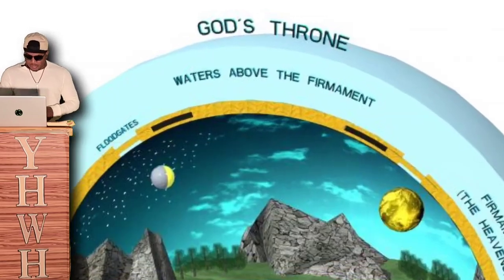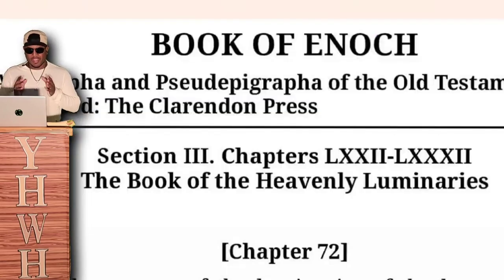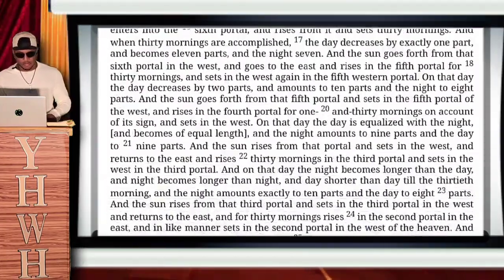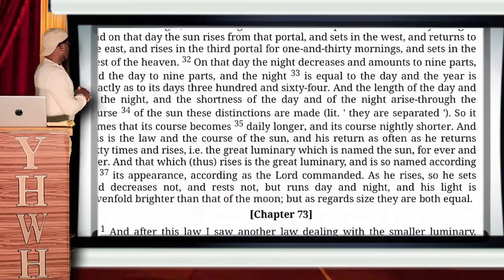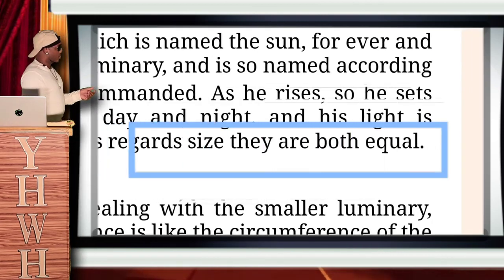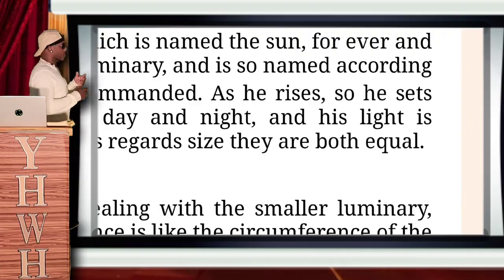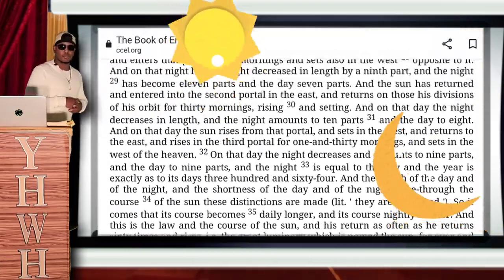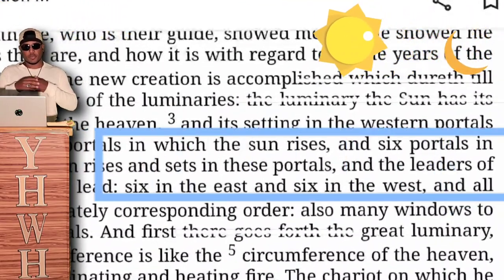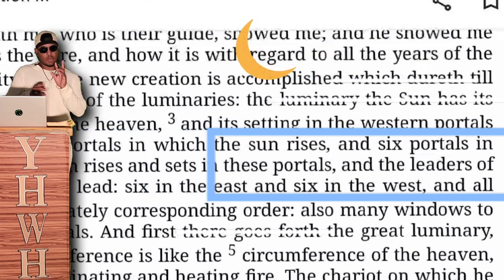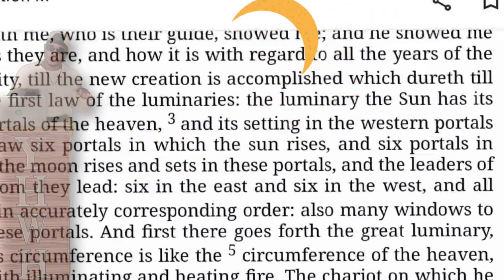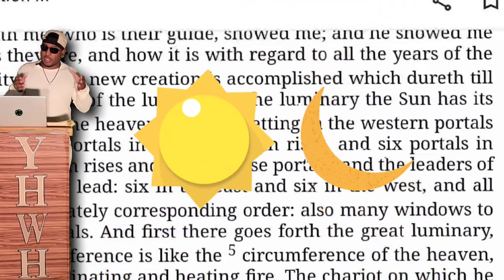Let's briefly go to the book of Enoch, the book of the heavenly luminaries, okay? Here you can see how Enoch says the sun and the moon are identical size. Now, the beginning of this, it talks about the six portals the sun and moon go through. Six portals in the west, six in the east. They orbit above the earth, which is stationary. Sun and the moon are orbiting over the stationary platform placed on columns or pillars.